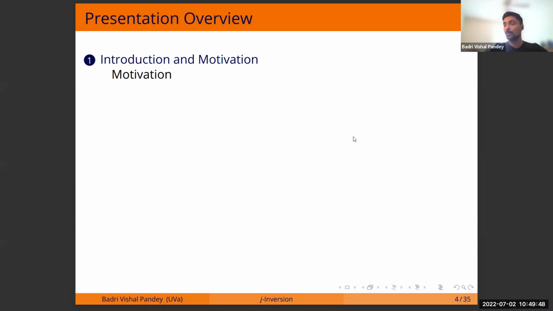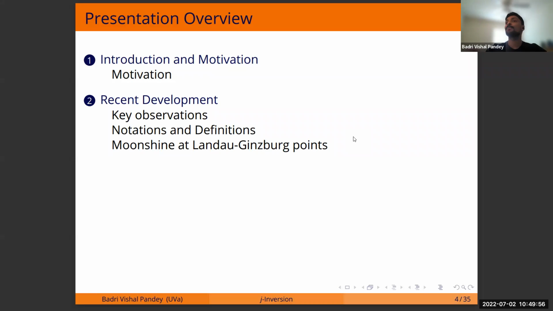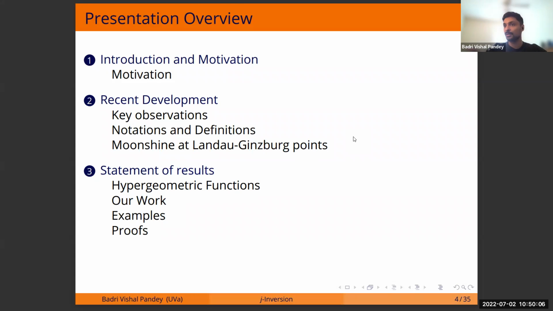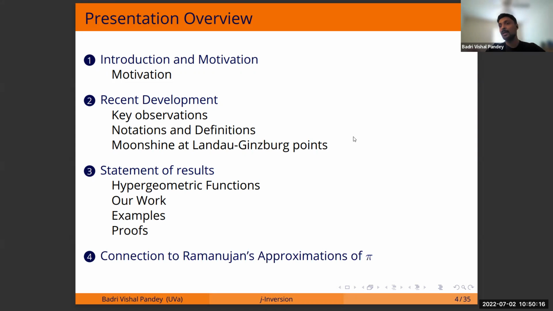I'll start with some motivation, which I already did a bit before, but I'll define the J function and everything. And then we'll talk about the recent developments towards finding the inverse formulas for the J function. Then I'll present my work, for which I need to define hypergeometric functions and all. Then I'll talk about some examples. Finally, I'll try to sketch a proof for you. And then I'll give you a connection of our work with Ramanujan's approximations of pi.